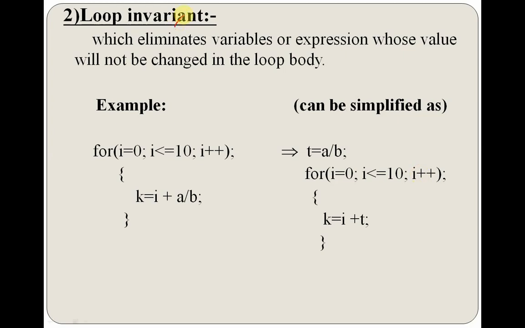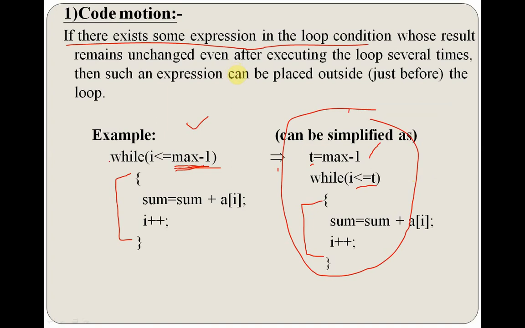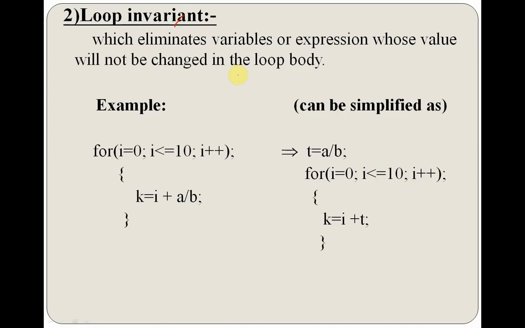Loop invariant. In the earlier code motion we focused on the condition part of the loop. Here we focus on the loop body. If any expression is unchanged during iterations, then it is better to move it outside the loop. See here, it eliminates variables or expressions whose value will not be changed in the body of the loop.